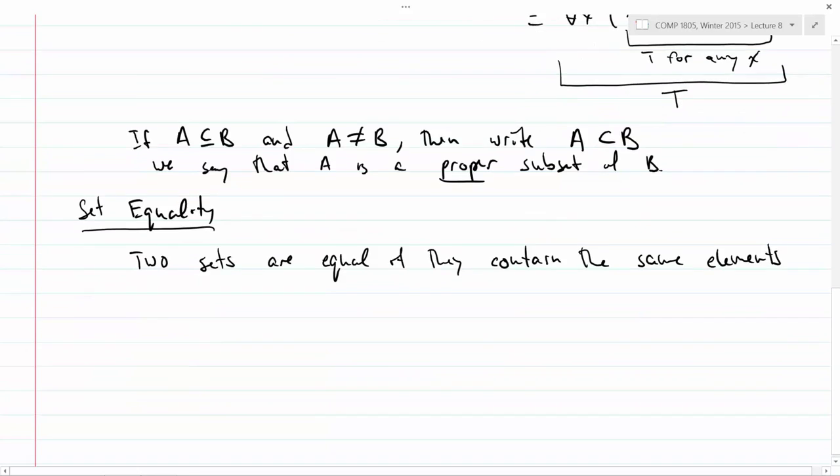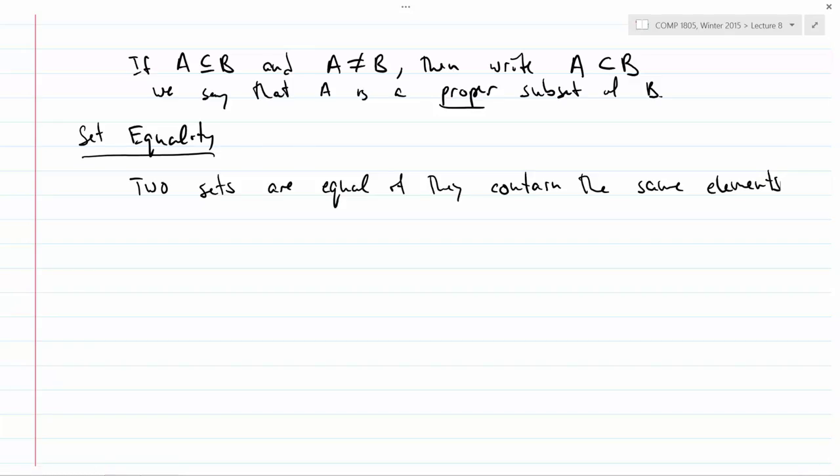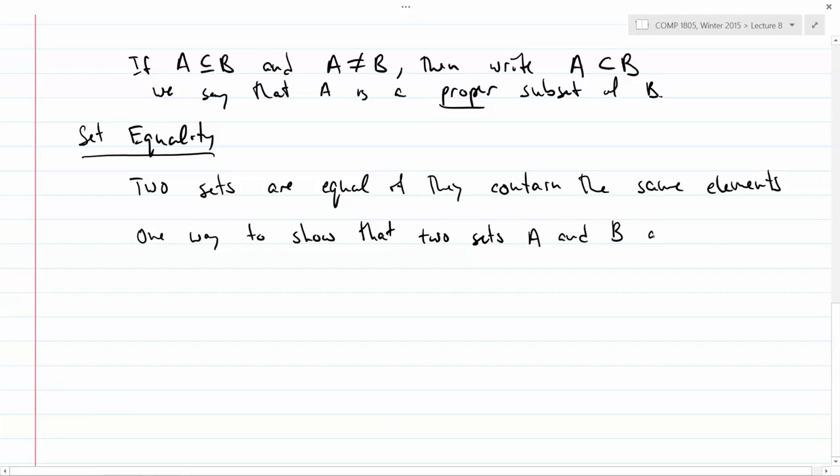All right, so let's formalize that idea for set equality. One way to show that two sets A and B are equal is to show two things. You first show that A is a subset of B, and then you show that B is a subset of A. And if you can show both of those things, they have to be the same.